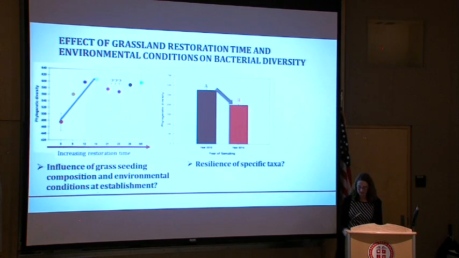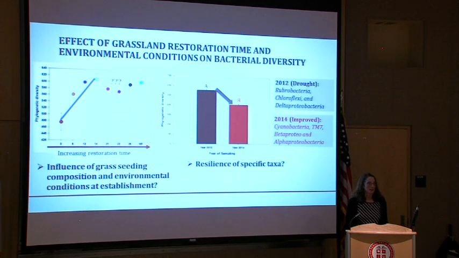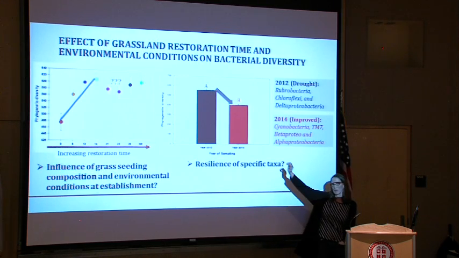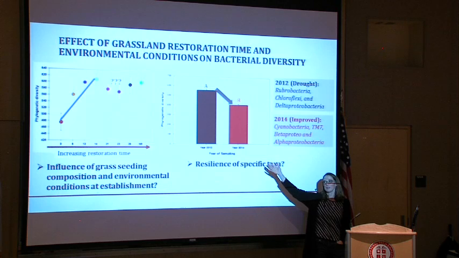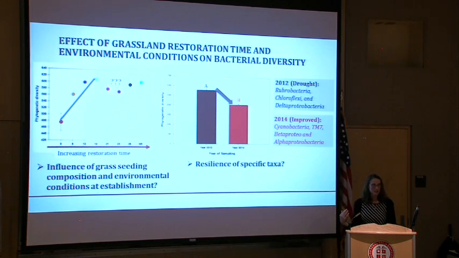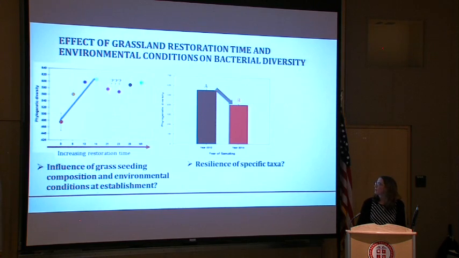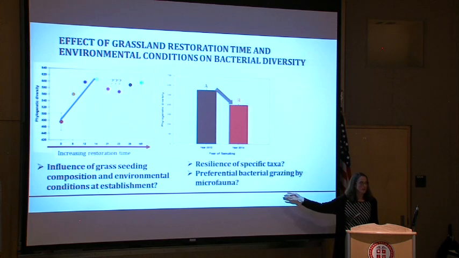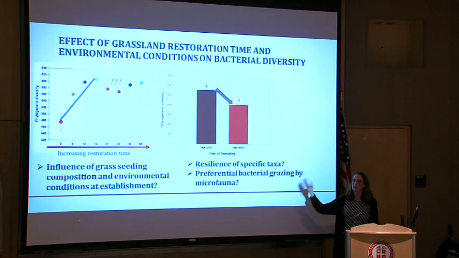What's the difference? In 2012 we're coming out of drought, so we're basically shifting from almost air-dried soils out in the field to regular moisture contents. And we actually get a decrease in diversity with this. So we're not sure why. It could be different resiliency of certain bacterial taxa. It could be preferential bacterial grazing by microfauna, but something's happening.